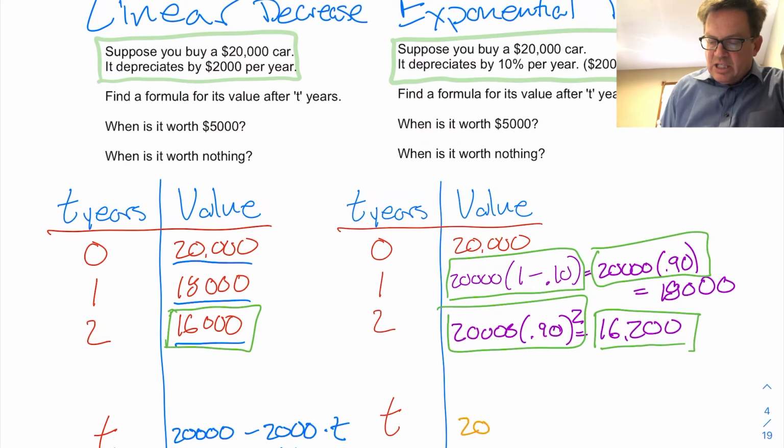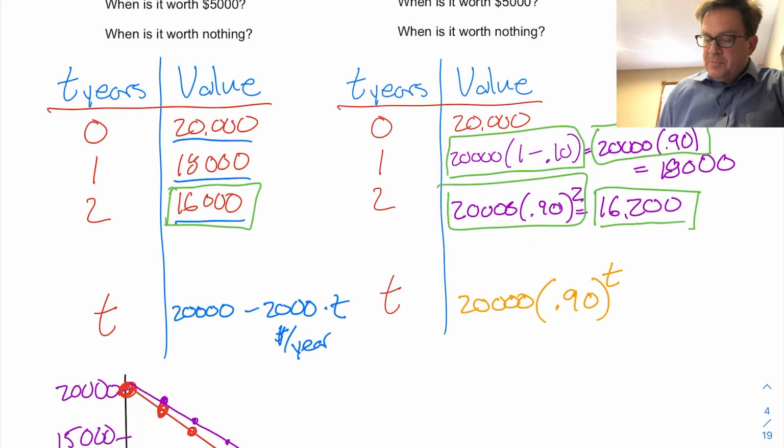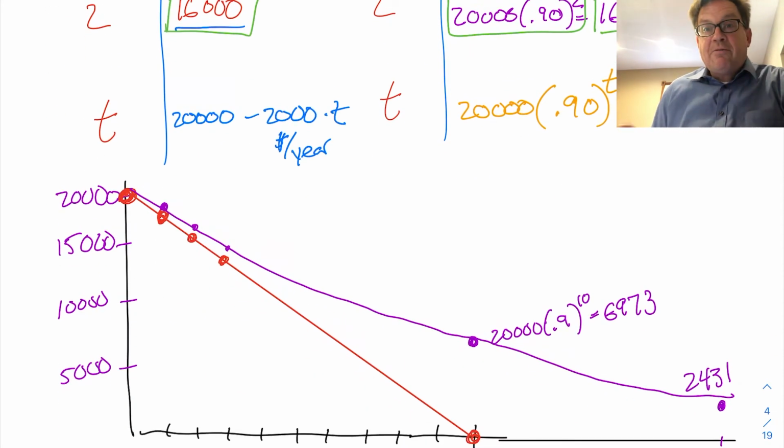It's going to be the initial amount, 20,000, times 0.90, 90%, to the t years. It's an exponential formula, right? And so what does the graph of that look like?